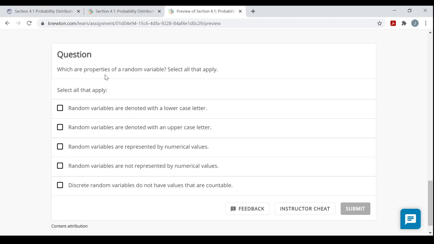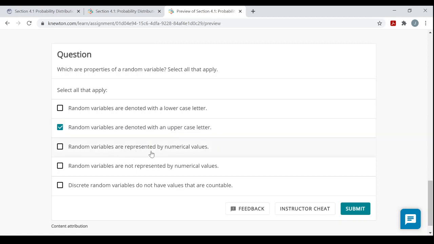So, which are properties of a random variable? And select all that apply. Random variables are denoted with a lowercase letter. That is not true. Right? The possible values a random variable can take are denoted with the lowercase letter. Remember, the variable itself is denoted with an uppercase letter.